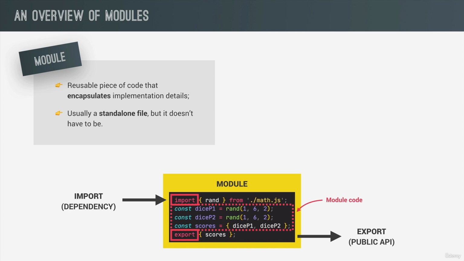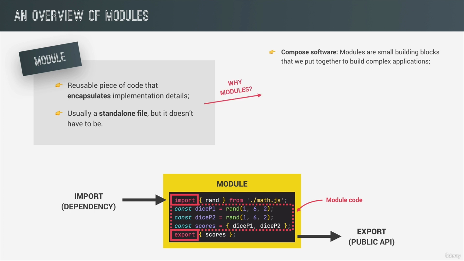Now, of course, we can write code without modules. And actually, we've been doing that up until this point. But that's because our applications have been very simple. However, when a codebase grows bigger and bigger, there start to be many advantages of using modules. And the first one is that modules make it really easy to compose software. So we can think of modules as small building blocks that we can then put together in order to build really complex applications. And I think it might be helpful to look at a more real-world example to understand all the benefits of modules.